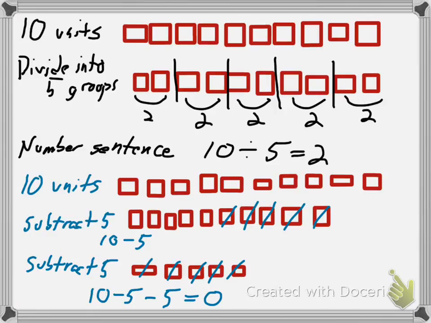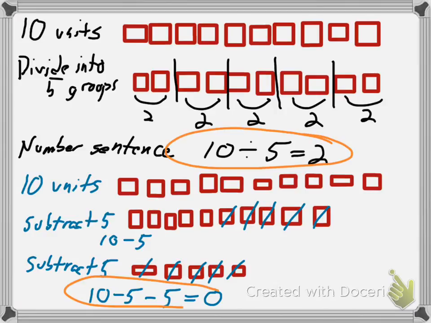So now looking at my 2 expressions I ended up with here, my 2 number sentences. I had 10 divided by 5 equals 2, and 10 minus 5 equals 0. Do I notice any relationship between them? Okay, let's think. Do we see any relationship between these two? Well, hopefully we're starting to see one a little bit.